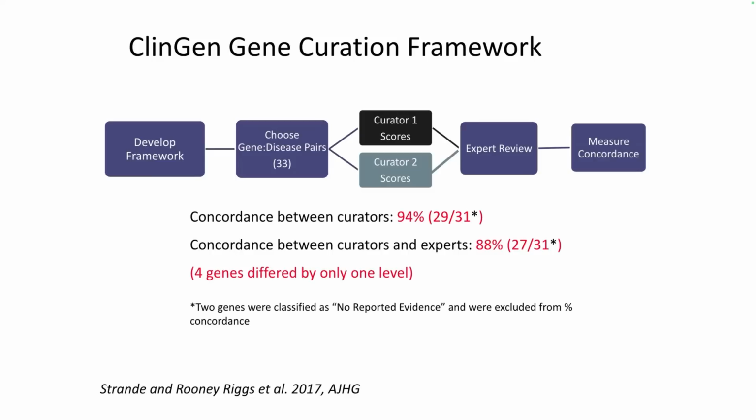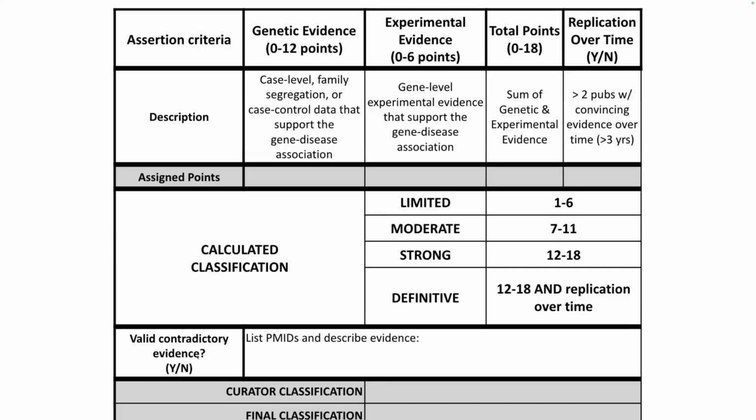And after some tweaking, we were actually pretty happy that the concordance between curators who didn't talk at all but had the same amount of evidence, the same publications, was 94%. And then the concordance between curators and experts, which you would expect would be a little bit less because experts truly know the field, whereas curators are just using a framework, was 88%. But the genes that differed really only differed by one strength level, and we do have a bit of flexibility built into the framework. And I will show you that here.